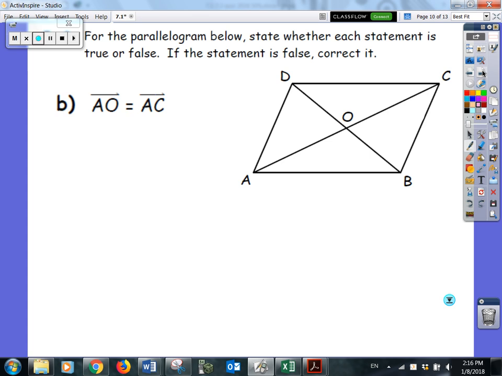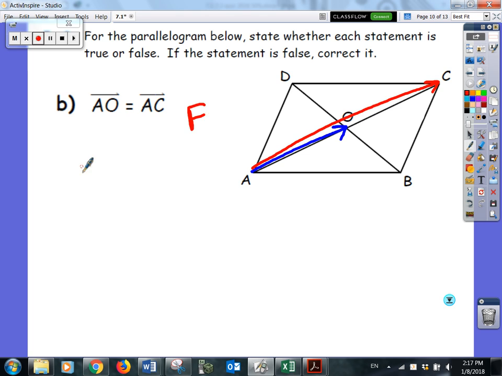All right, so here we have AO is equal to AC. Okay, well, obviously we look at that, that is not equal, so that is false. So we need to make it true. Lots of different ways that you can make it true. It's up to you. The only thing you can't do is say AO equals AO. Obviously, if you have the exact same thing on both sides, they're equal. You have to do something to one of the sides to make it equal.